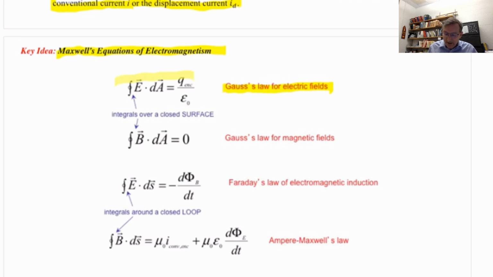The first one we'll mention, Gauss's law for electric fields. The integral of the electric field over a closed surface equals the enclosed charge over epsilon 0. The version of Gauss's law for magnetic fields: the integral of the magnetic field over a closed surface will always equal 0. Next, Faraday's law for electromagnetic induction.